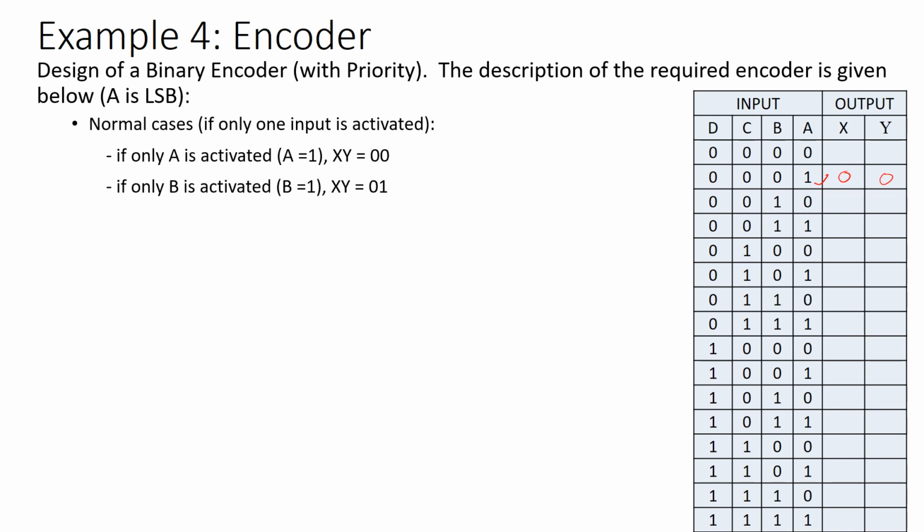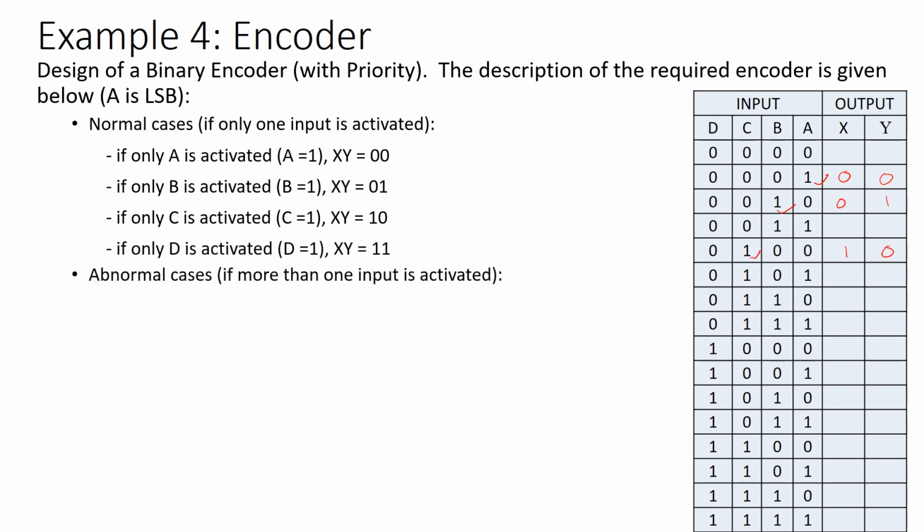If only B is activated, XY equals 0, 1. If only C is activated, XY equals 1, 0. So we look at where C is. It's right here. So that's 1, 0 here. And if D is activated, XY equals 1, 1. For abnormal cases, if more than one input is activated, it goes by priority.